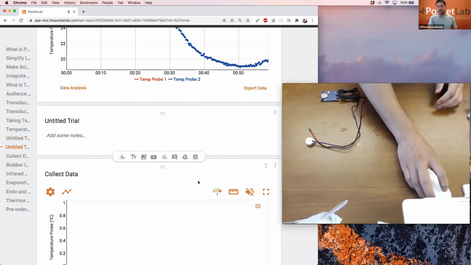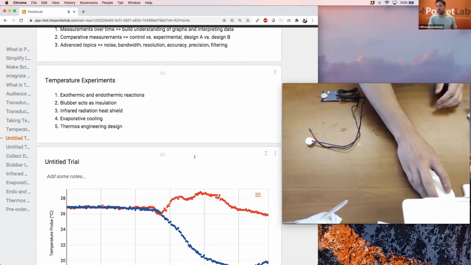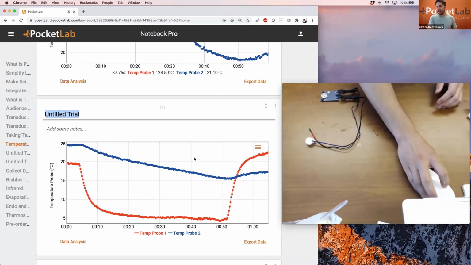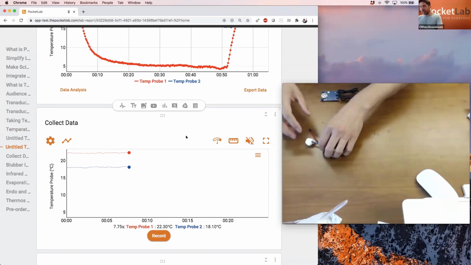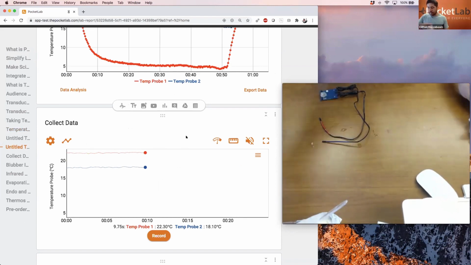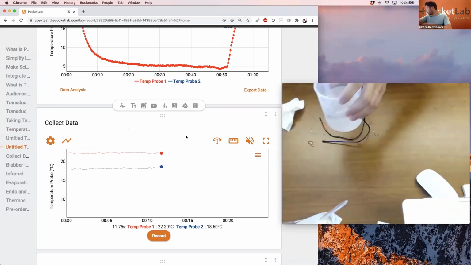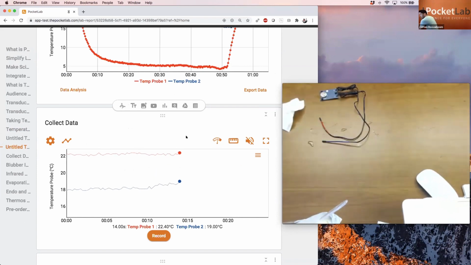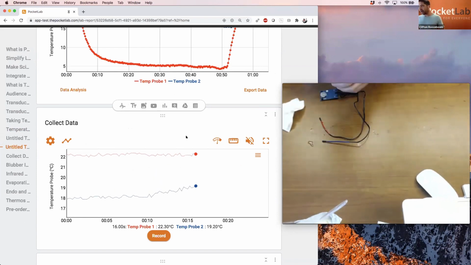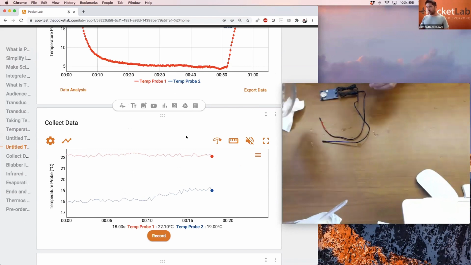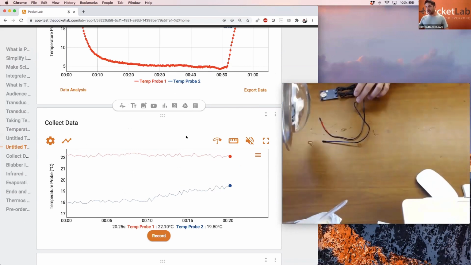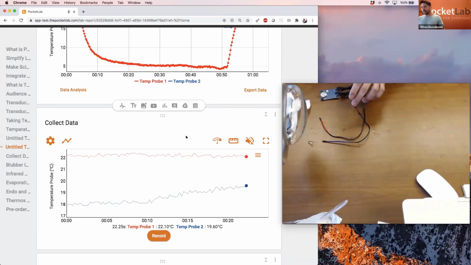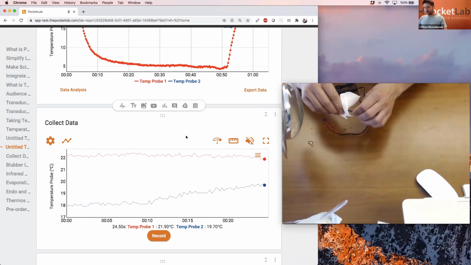Save that trial, and then we're on to infrared radiation heat shield. Okay, so I've got to take off my blubber and rearrange my station. Then I have here a heat lamp, which was a little hard to find. It's hard to find incandescent bulbs these days. I had to scour all over the place.